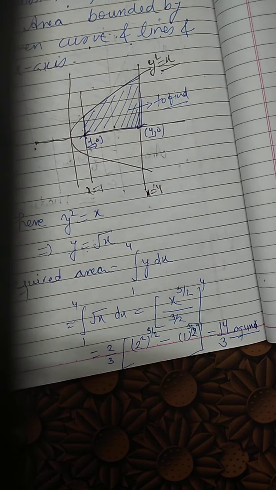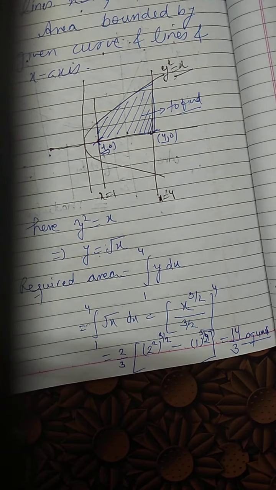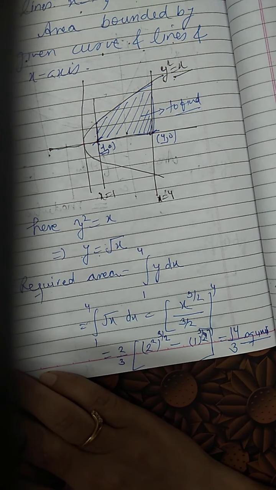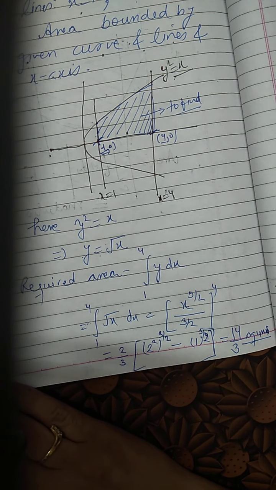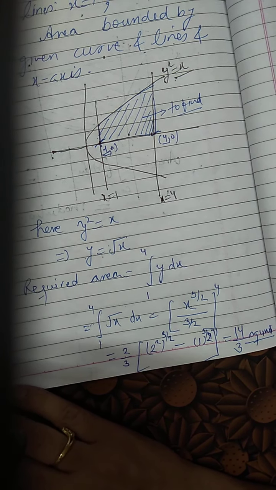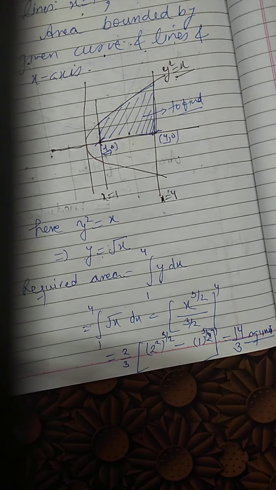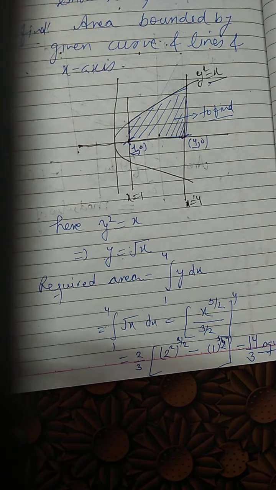Since it is an area, it definitely has to be in square units. Clear? So this is the first sum, which is bounded by the lines x equals 1, x equals 4 and the x-axis. Now we will discuss the next sum.